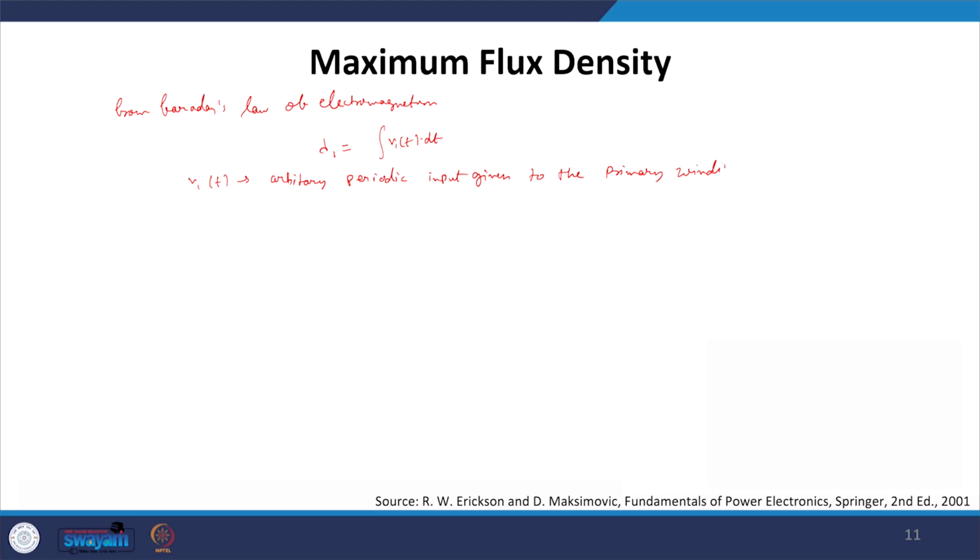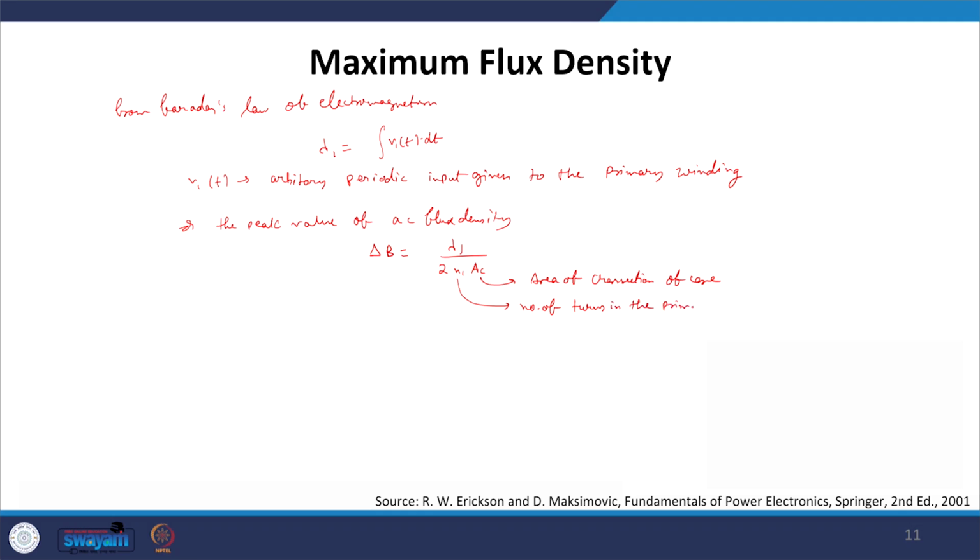We calculated this in our previous discussion, and we got that the peak value of AC flux density, delta B, is nothing but lambda 1 by 2 N1 AC, where AC is the area of cross section of the core and N1 is the number of turns in the primary winding, or winding 1, and lambda 1 is our flux linkage which is happening in winding 1.